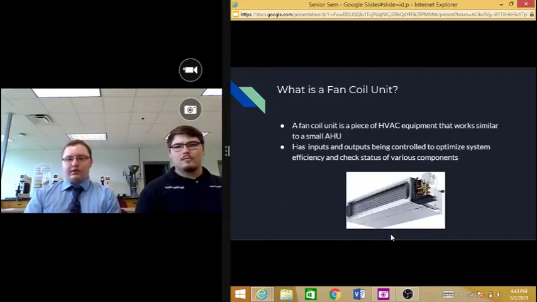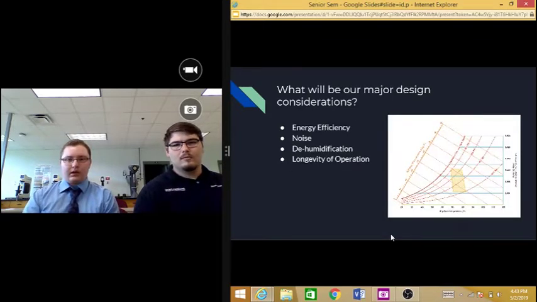So what is a fan coil unit? A fan coil unit is a piece of HVAC equipment that is similar to an air handling unit, but much smaller. It has inputs and outputs being controlled to optimize system efficiency and to check the status of various components.